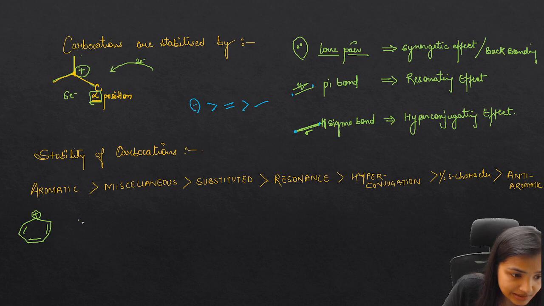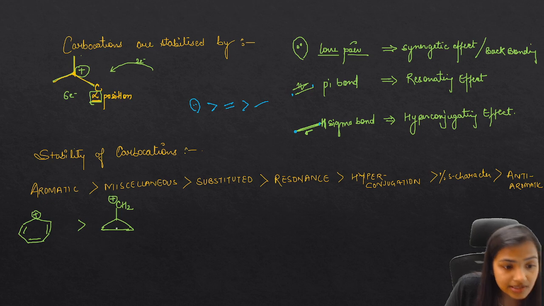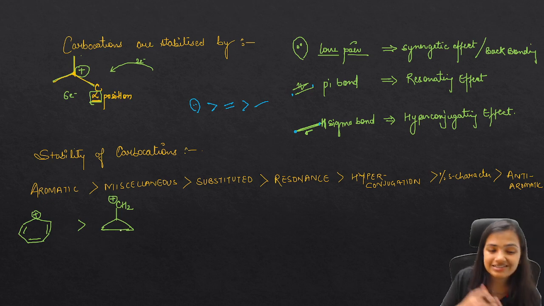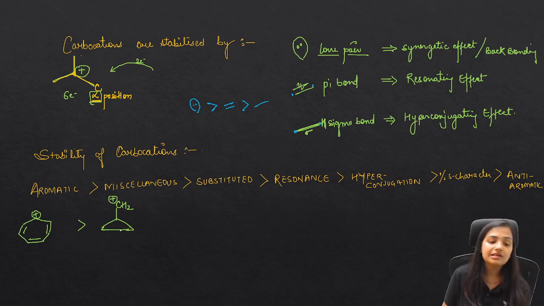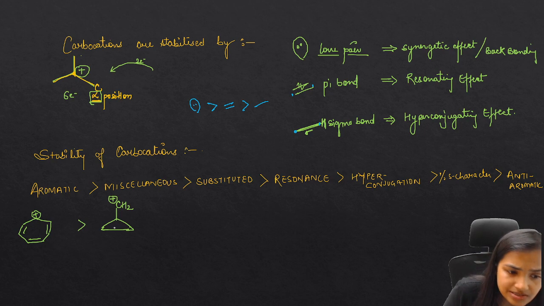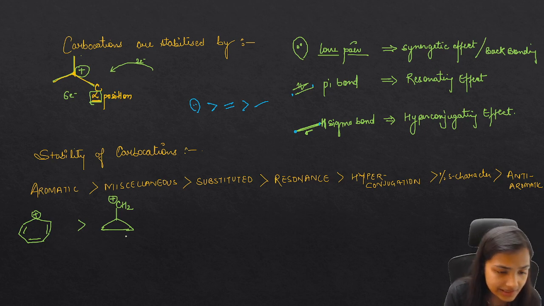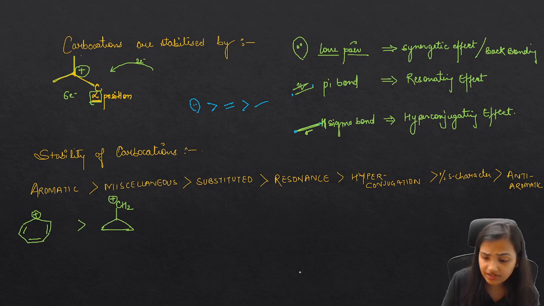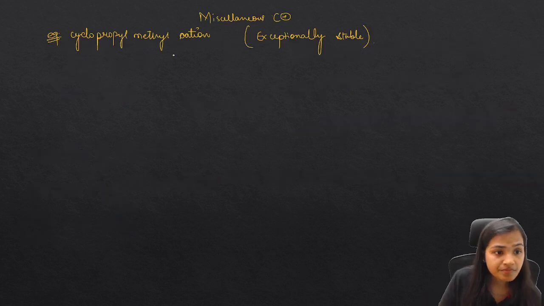Now the miscellaneous case I considered with you is the cyclopropyl methyl carbocation. After this the miscellaneous category will come, and in the miscellaneous category we have only one single example, that is the cyclopropyl methyl carbocation. So why is this more stable? The reason is, let me explain it to you here.